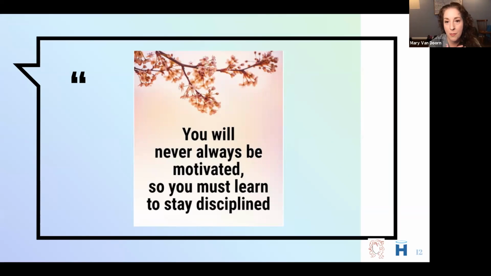And that's me with my workouts. Like I was just saying, I don't want to do it every day, but I'm disciplined to do it, which is why it still gets done.